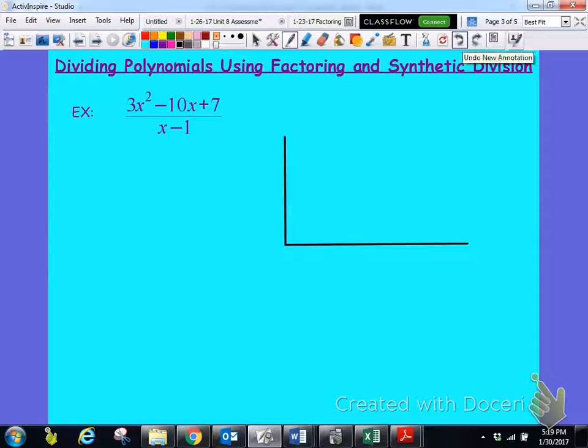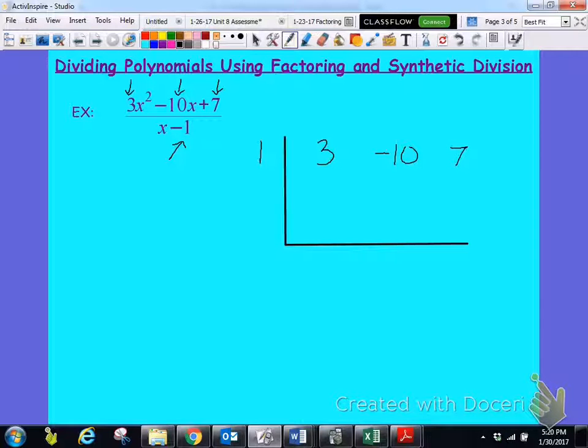Alright, so I'm going to start by identifying all of my coefficients in my numerator. I'm then going to take those coefficients, starting with the highest powered one, which is going to be the 3x squared, and I'm going to pull it over here. 3, and then I'm going to go down the line, negative 10 and 7. Then I'm going to look at the number in my denominator, and I'm going to take its opposite and put it out front. So the opposite of negative 1 is a positive 1, and that comes out front.